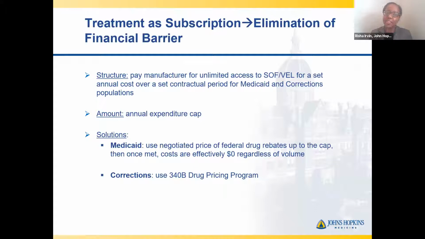And so they pay the manufacturer for unlimited access to sofosbuvir for a set annual cost over a set contractual period in Medicaid and corrections. In Medicaid, they use their annual expenditure cap. So essentially, once you get over that, regardless of volume, you're actually spending $0. And in corrections, they've used a system where they use the 340B drug pricing program to help remove this financial barrier.